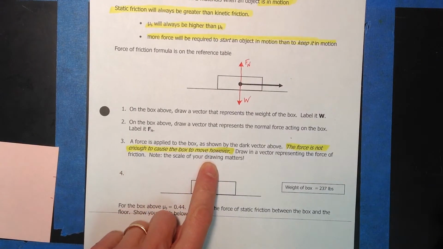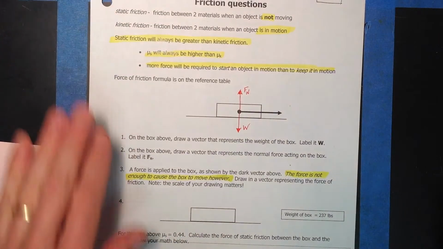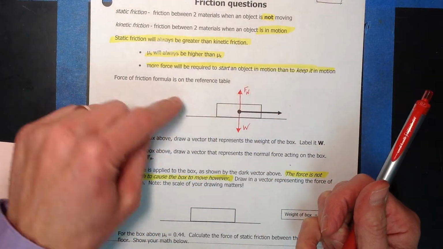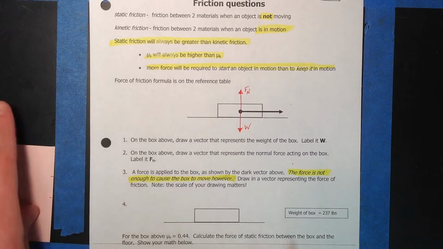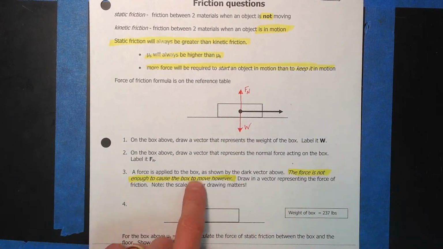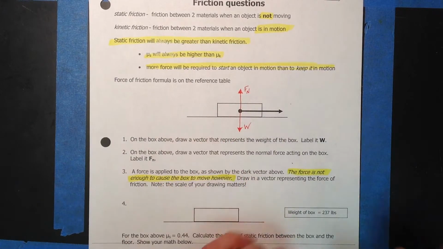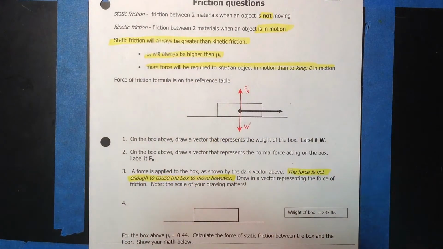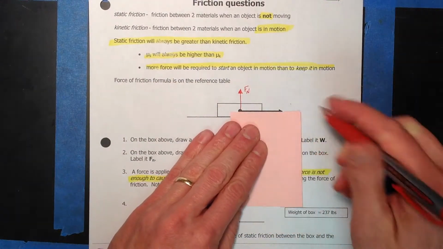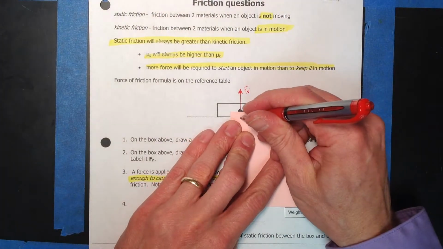Note the scale of your drawing matters. Now what I mean by that, if it's trying to pull it this way, the force of friction is going to resist it and be in this direction. Now the length, what's key is that if it's not moving, the friction force in the opposite direction must be more than this. So that's what I meant by the scale. So you could do something like this. It doesn't have to be exact here, we're trying to get the idea.